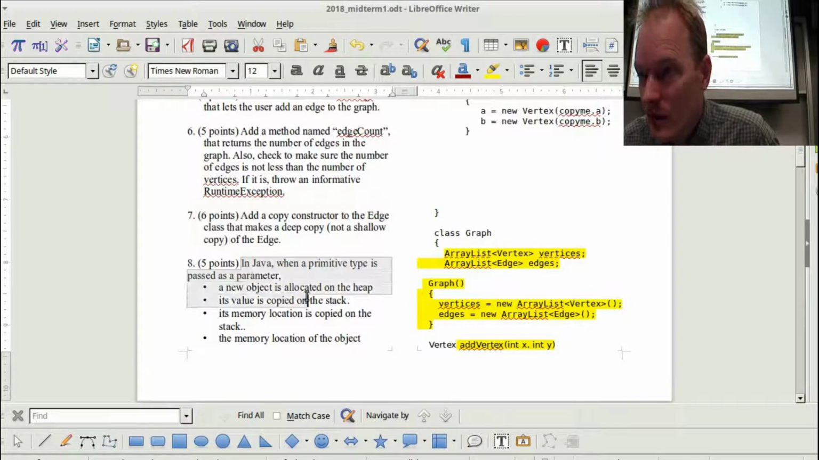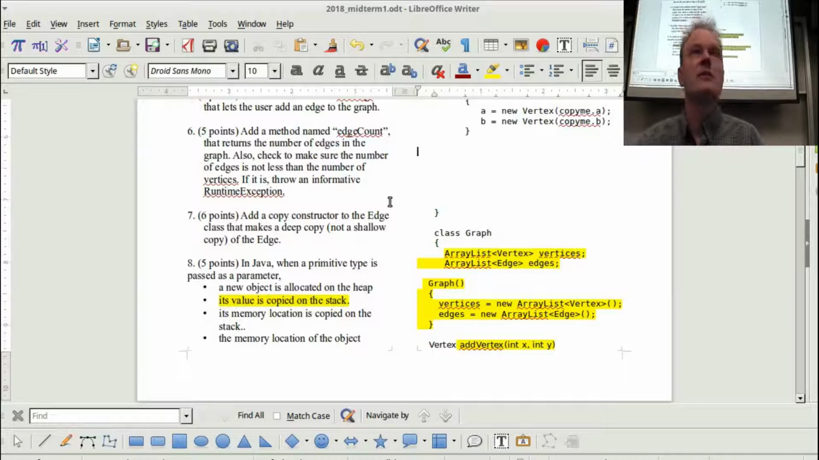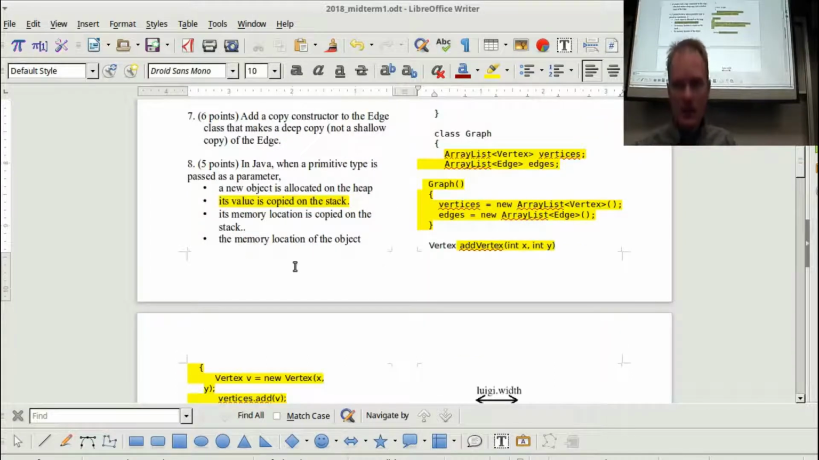In Java, when a primitive type is passed as a parameter, its value is copied on the stack. Any questions? Okay, no problem.